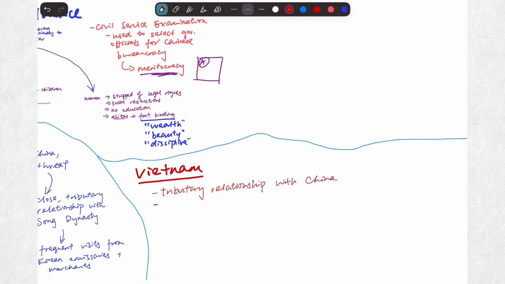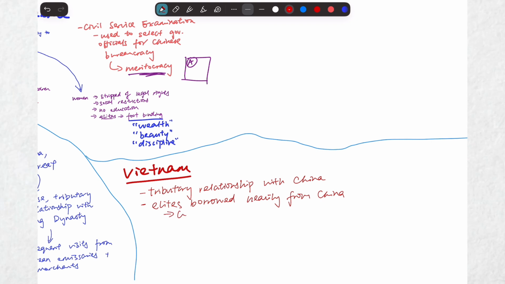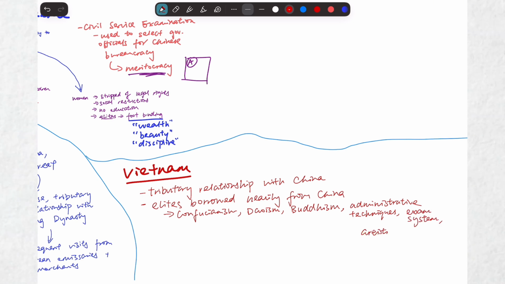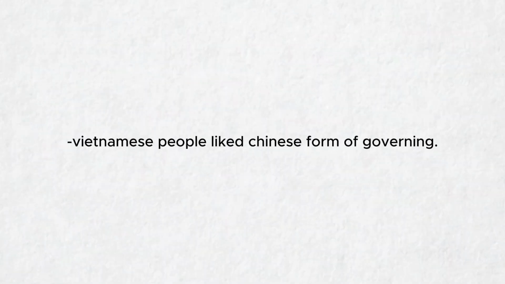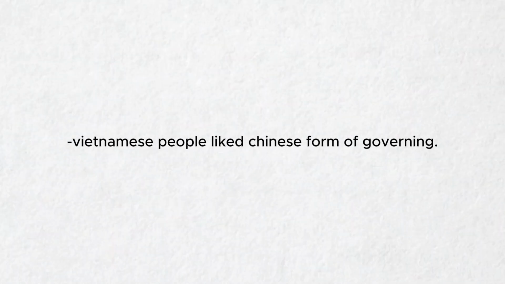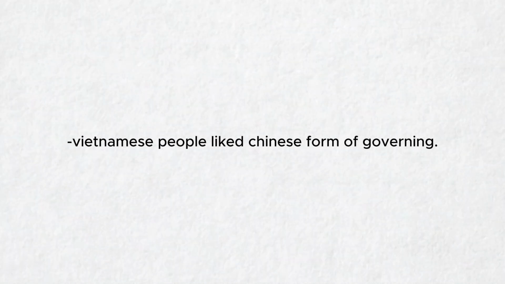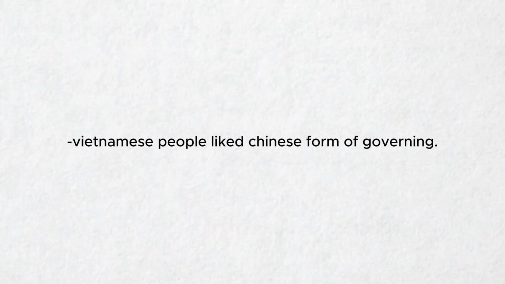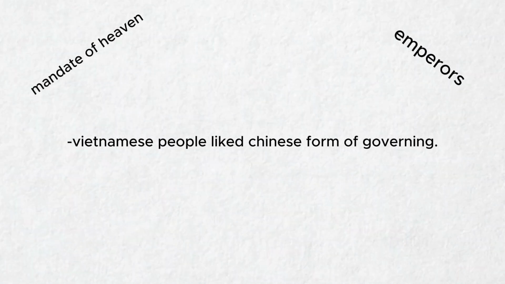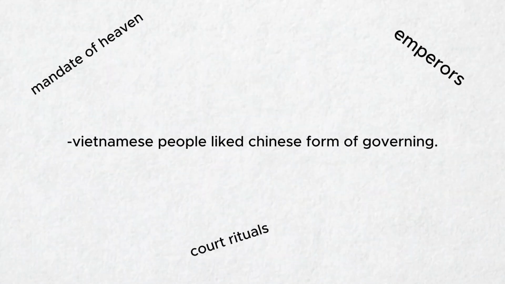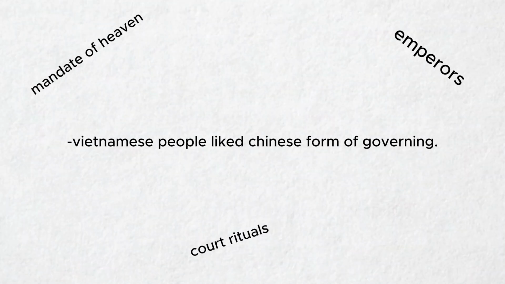The elite culture of Vietnam borrowed heavily from China, adopting Confucianism, Taoism, Buddhism, administrative techniques, the examination system, and artistic and literary styles. Successive Vietnamese dynasties found the Chinese approach to government very useful, so they styled their rulers as emperors, they claimed the mandate of heaven, and they made use of Chinese court rituals.